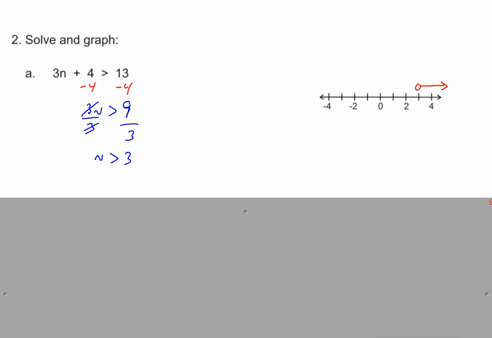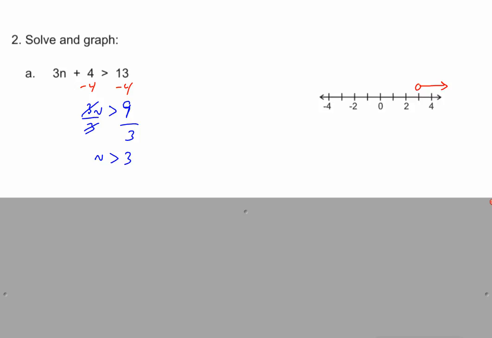So we do an open circle to say that number's not included. But every number right after, right? Like 3.000001 is part of the solution, right? And 4 and 5 and 7 and 9.2 and 37.857 and 1,634,222.0003, right? Anything to the right is part of the solution.